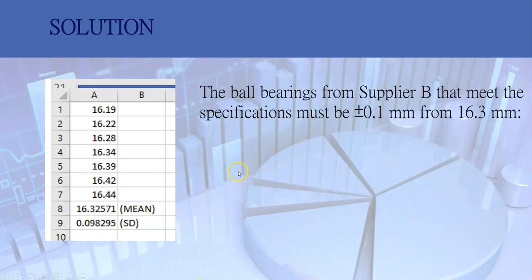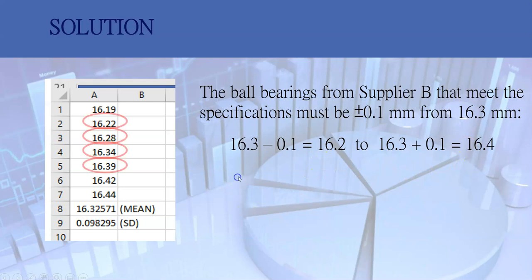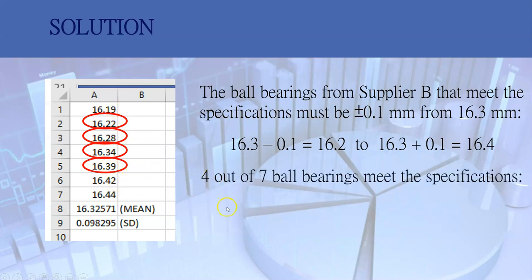Then, to figure out how many of these actually meet the specifications, it's the same range that they have to fall into. Only these 4 actually meet the specifications here. So 4 out of 7 in this case fall within the range, only 57% then. That means supplier B is sending you almost half of these that are not usable, and you should probably find another supplier.